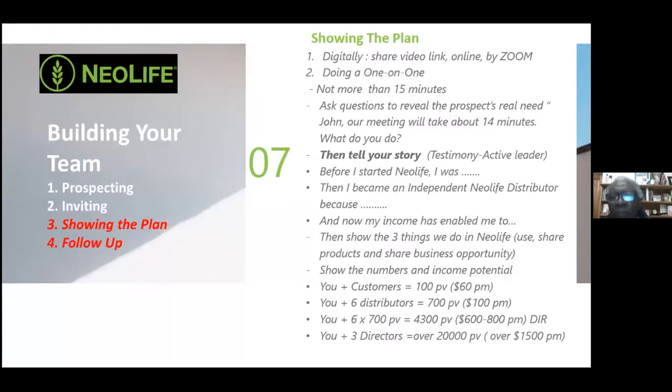Okay? And during the one-on-one, ask questions to reveal the prospect's need. Why is that important? Because remember, our business should be able to meet the needs of our prospect. If that is not the case, they will not join our business. People want things that can fulfill their needs or requirements. So ask questions to reveal what our prospect actually wants. And then tell them what you do.